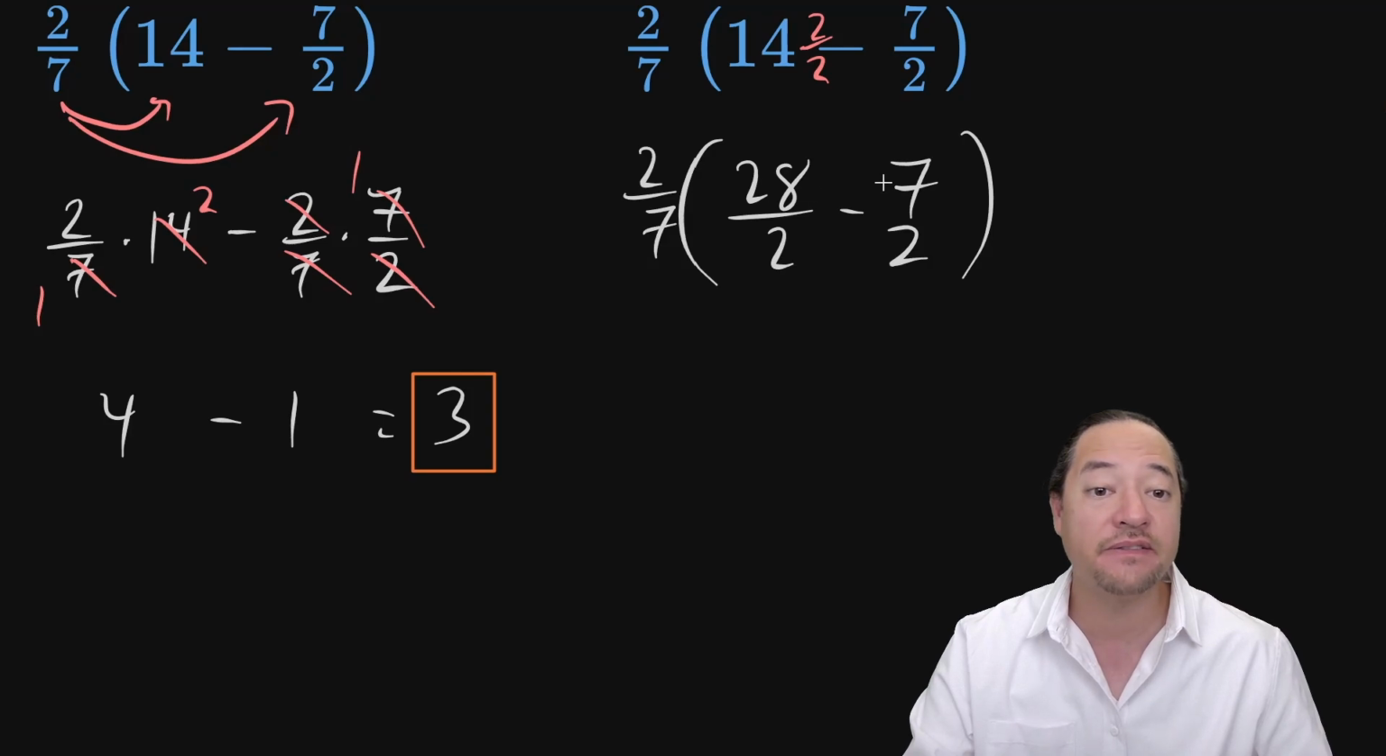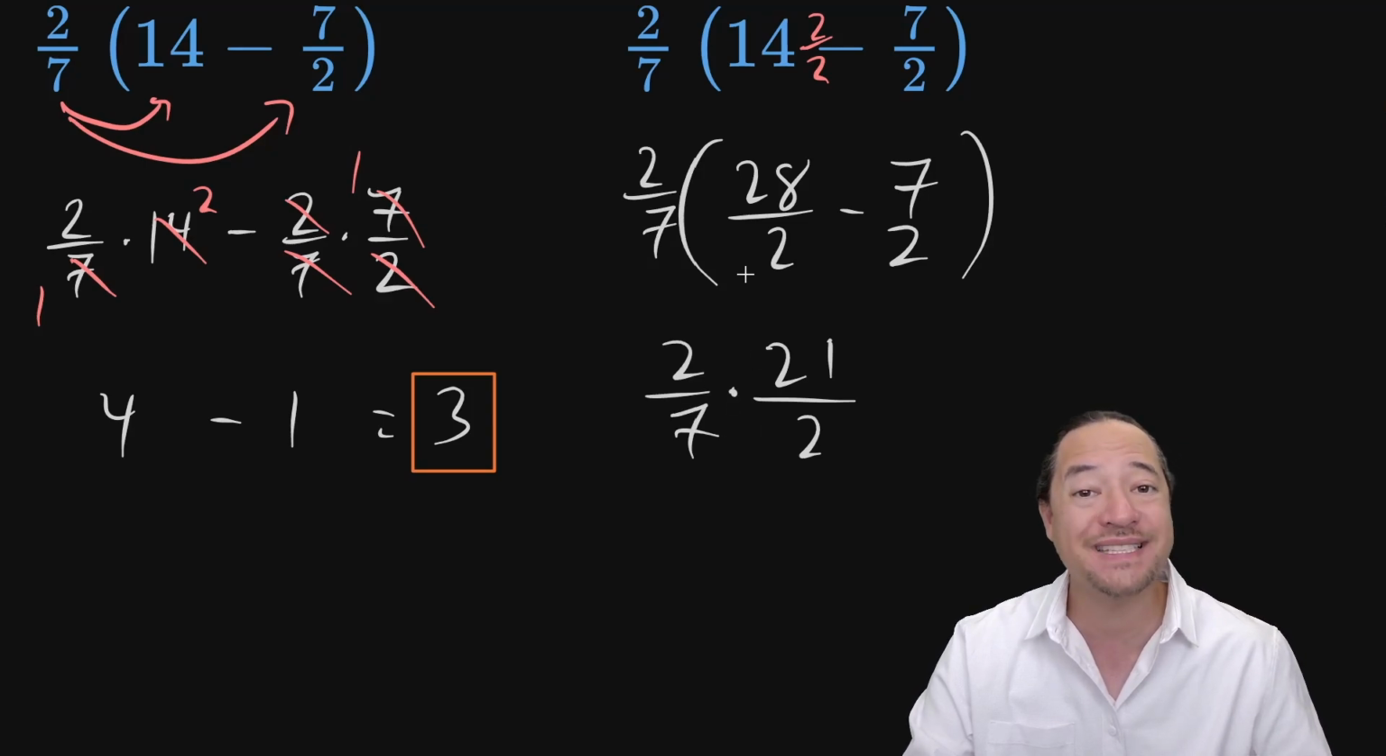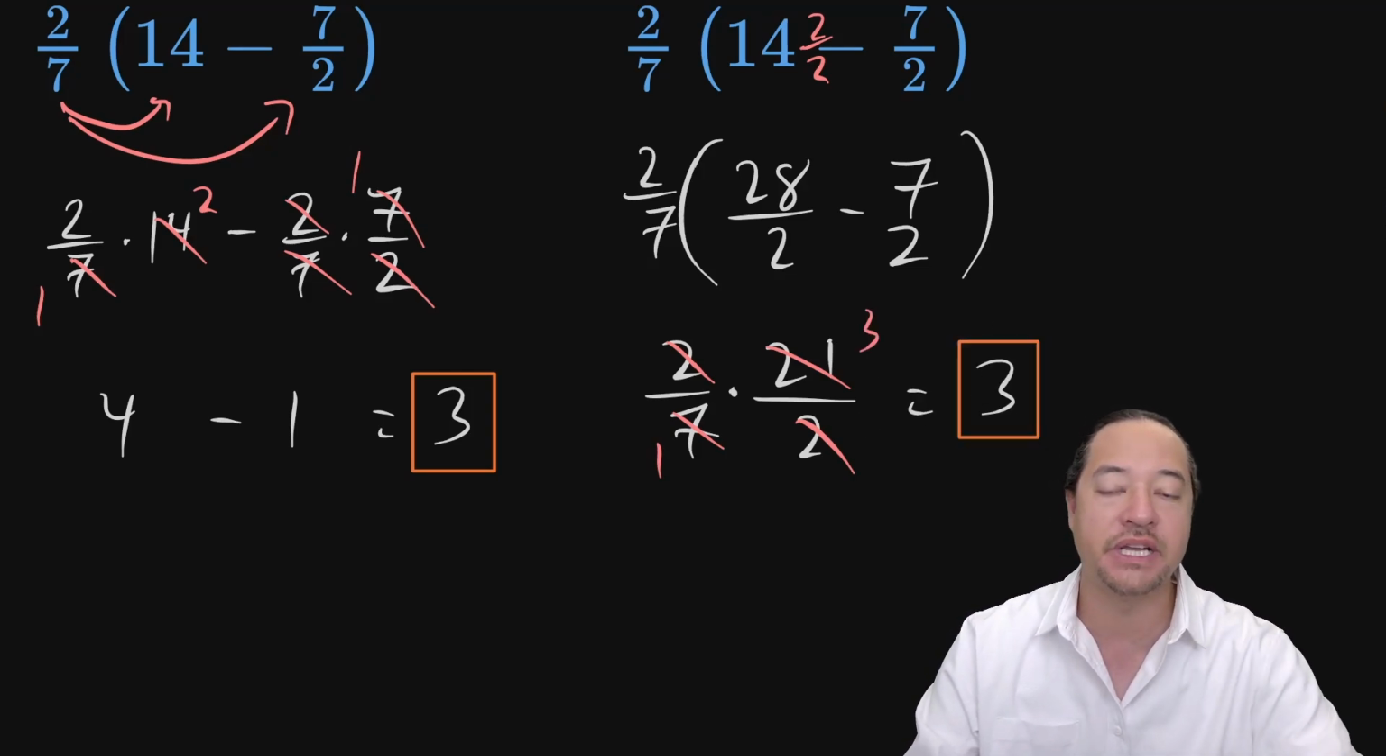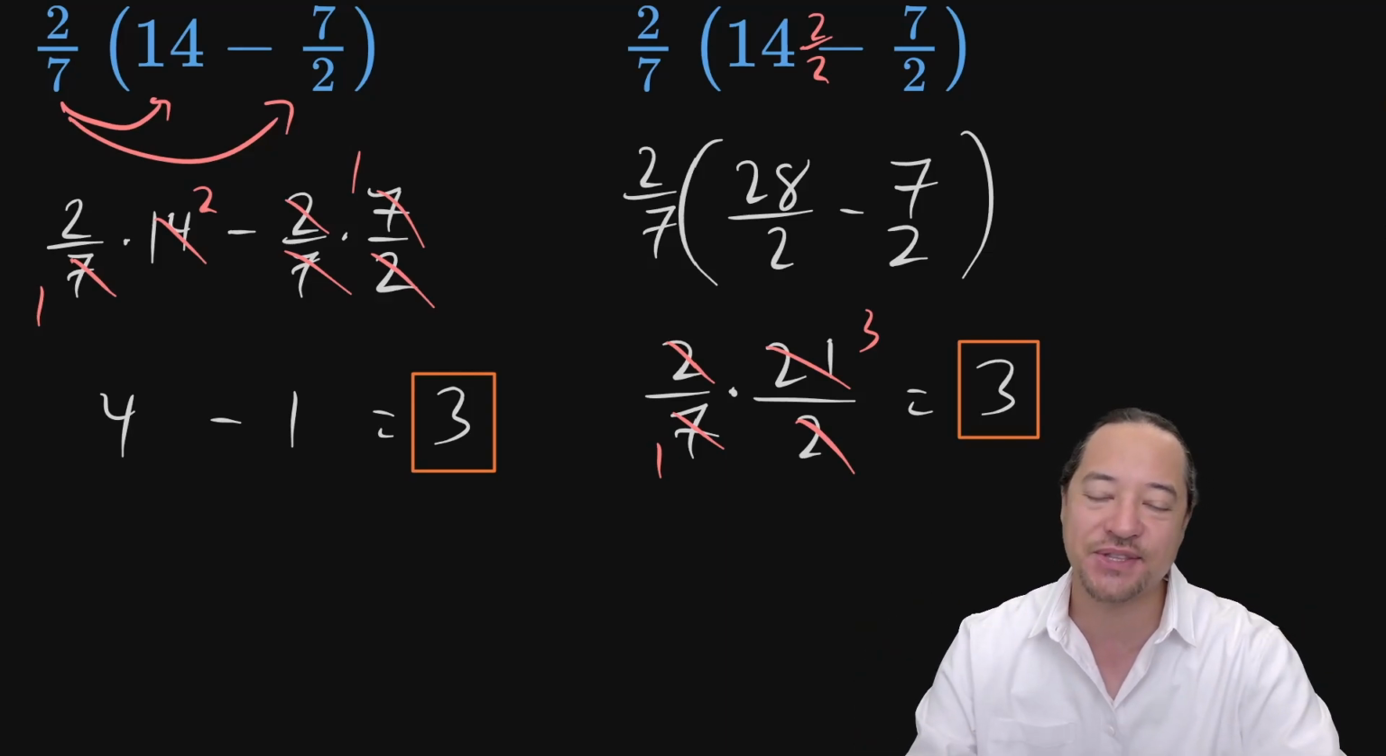Okay, so we can evaluate this. 28 minus 7 is going to be 21. So this will be a 21 over 2 multiplied here by a 2/7. And once again, we can simplify and cancel out a few factors here. So these 2's will cancel out. That'll just give us 1. And this will cancel out. This is a 1. This is a 3. So this, once again, is just going to equal 3. And there we go. No surprise, we get the same answer.